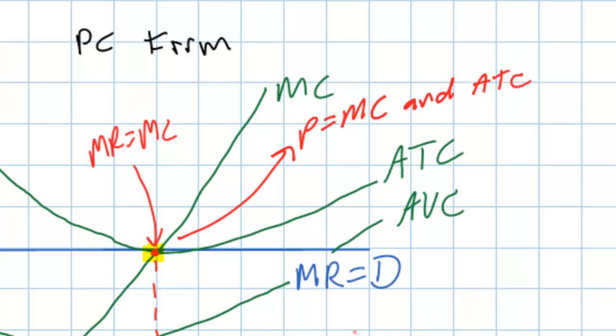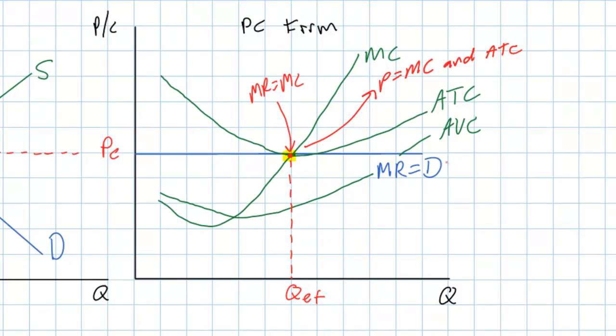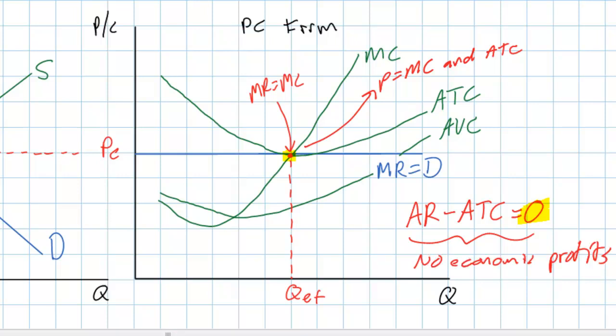This firm's average revenue, the price, that's another word for price, its average revenue minus its average total cost equals 0. What does that mean for this firm? That means this firm is breaking even. No profits, no economic profits, in other words. Our firm here is breaking even.